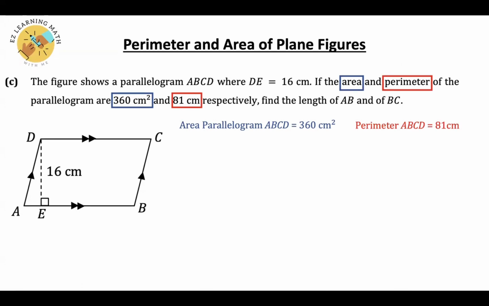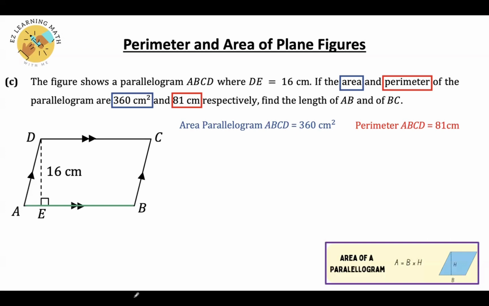From the figure, we can see that DE is perpendicular to AB. So we can consider that DE is the height and AB is the base of parallelogram. Then we can solve for the length AB using the area and the height. Okay, remember the formula for the area of parallelogram. The area of parallelogram is base times height. So for the base here is AB, and the height is DE.